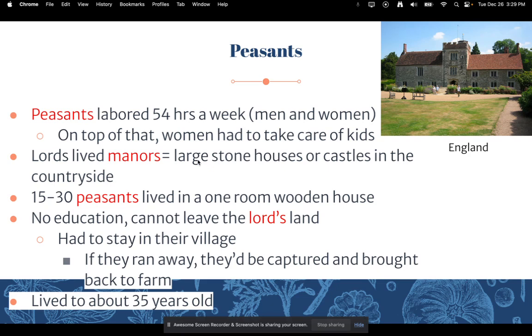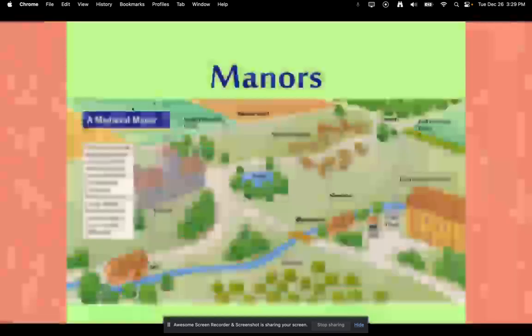Even if they tried to run away, the lord would send out his knights, and the knights would capture the peasants and bring them back to the farm. And the average lifespan of peasants was about 35 years old.